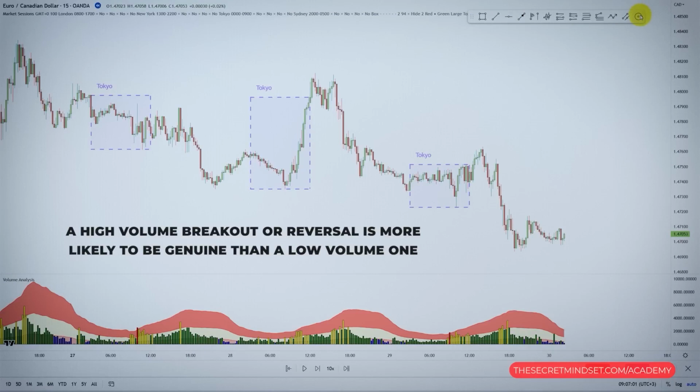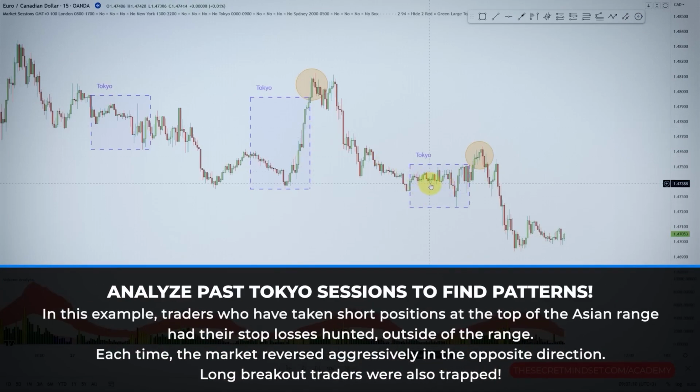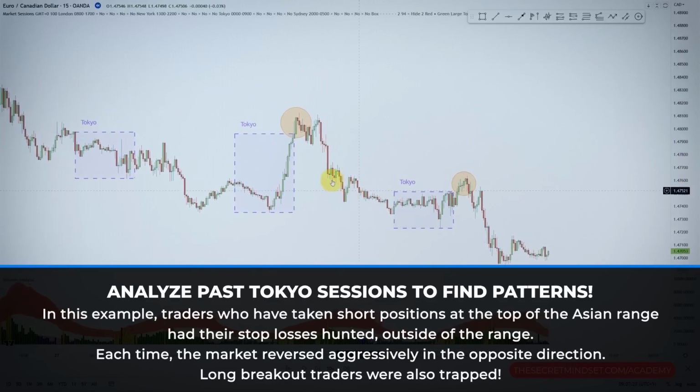Additionally, you can learn from past examples of how the Tokyo Range trap has affected market trends. If you analyze these consecutive Tokyo sessions, you'll see an interesting pattern. Range traders who had taken short positions at the top of the Asian session had their stop losses hunted outside of the range. Each time, the market reversed aggressively in the opposite direction. The upward movement outside of the range also seduced traders to take long positions, hoping for a breakout trade, and that's the second batch of traders who were trapped, long breakout traders.